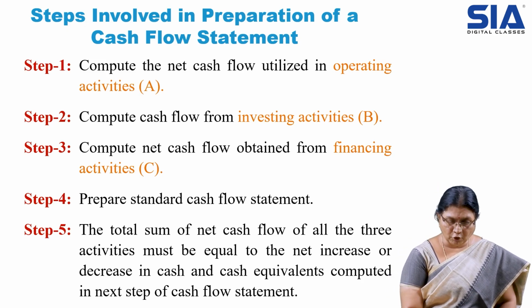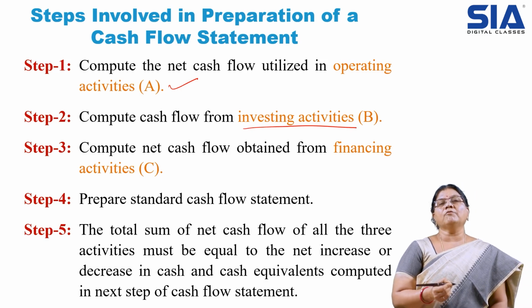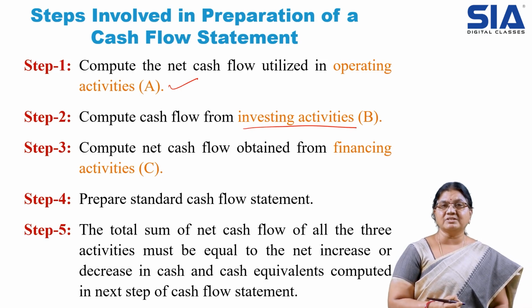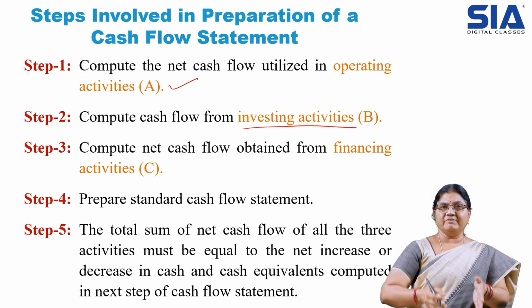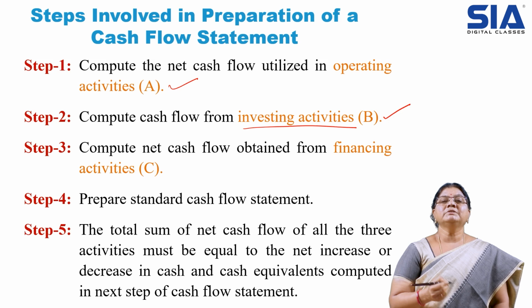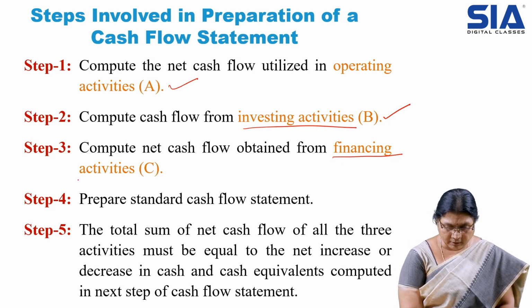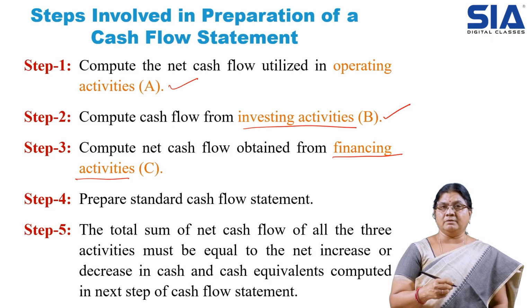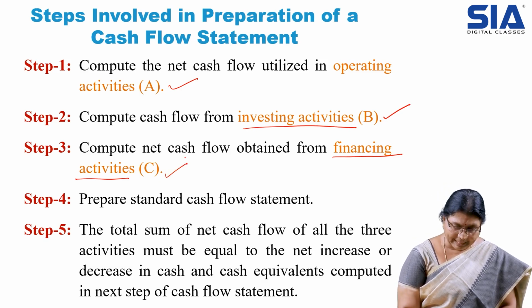Then we have to go for the second step, the investing activities. The activities or transactions related to investing activities should come under investing activities, which is denoted by capital B. Then the third one is financing activities. Here we will put all the amounts or the changes in amounts which, according to the nature of the activities, fall under financing activities. This is denoted by capital C.